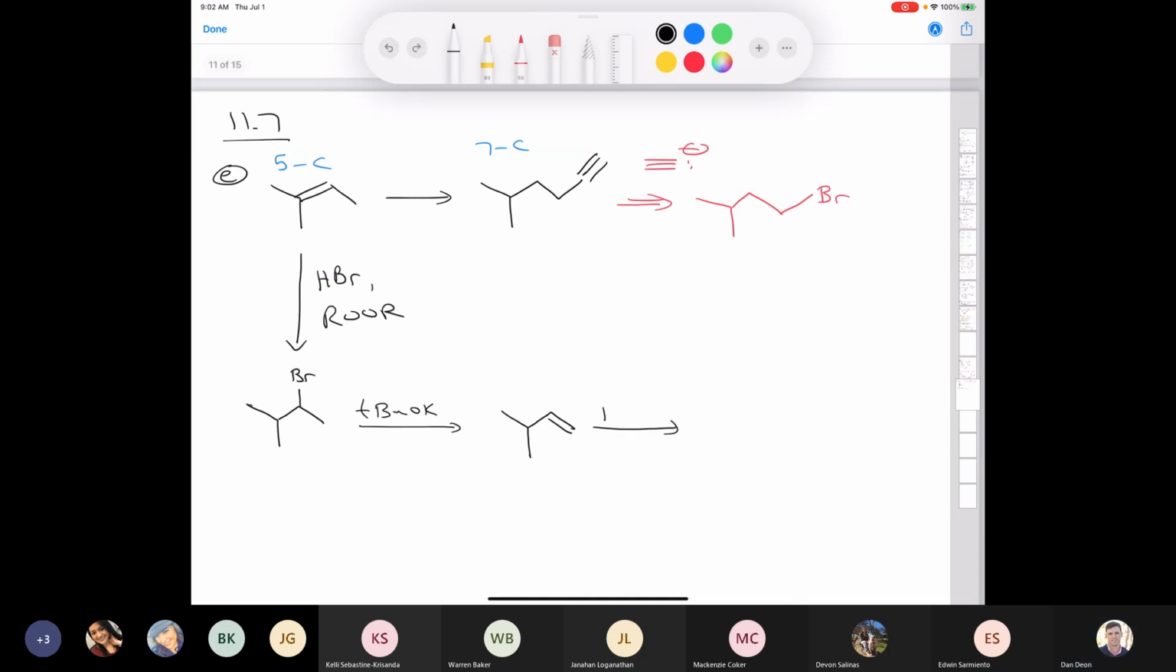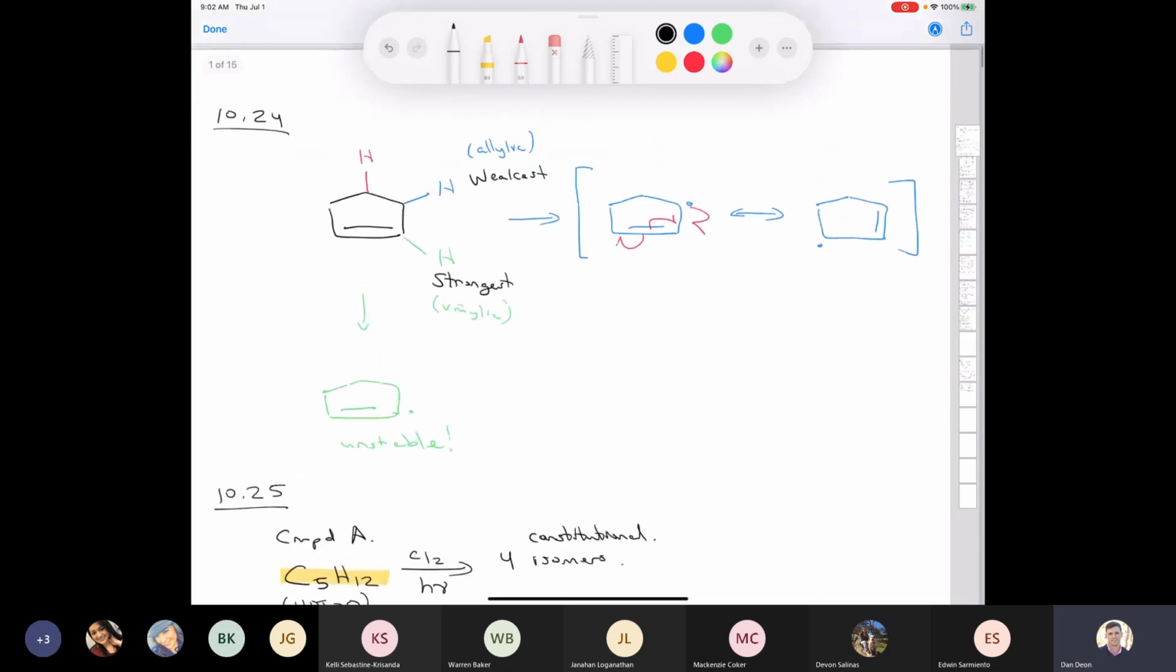Oops. HBr and peroxides again to do the anti-Markovnikov addition, like that. And then we would treat it with sodium acetylide, which you can just write like this. Sodium acetylide.